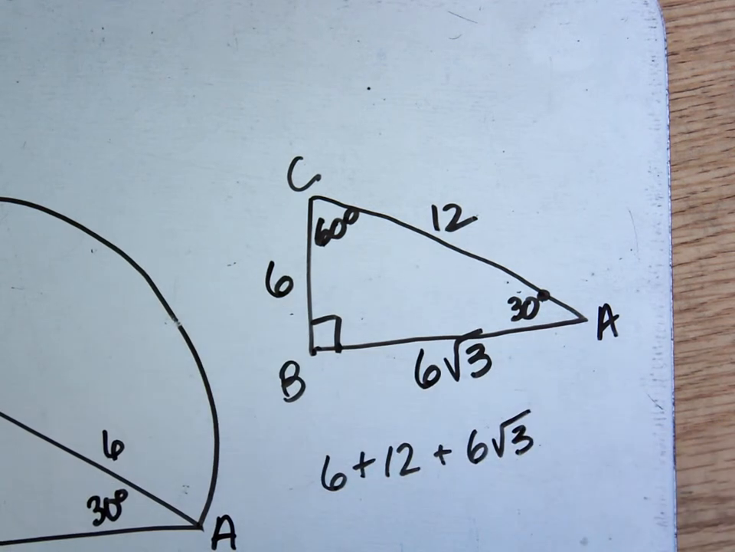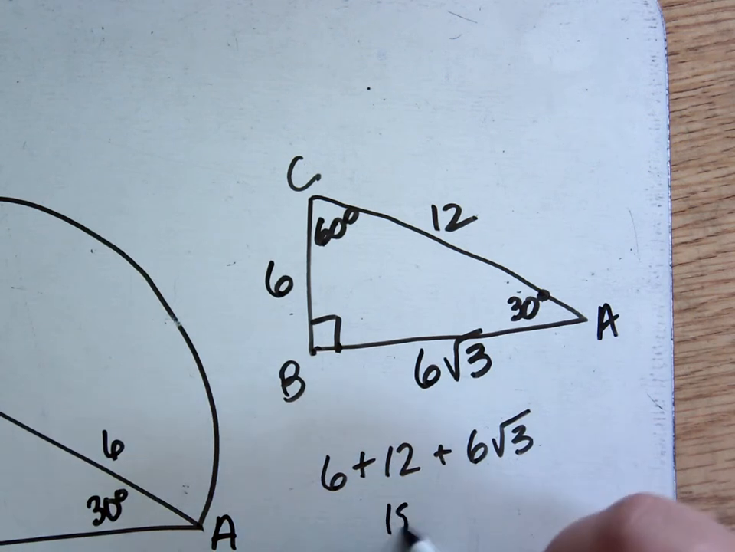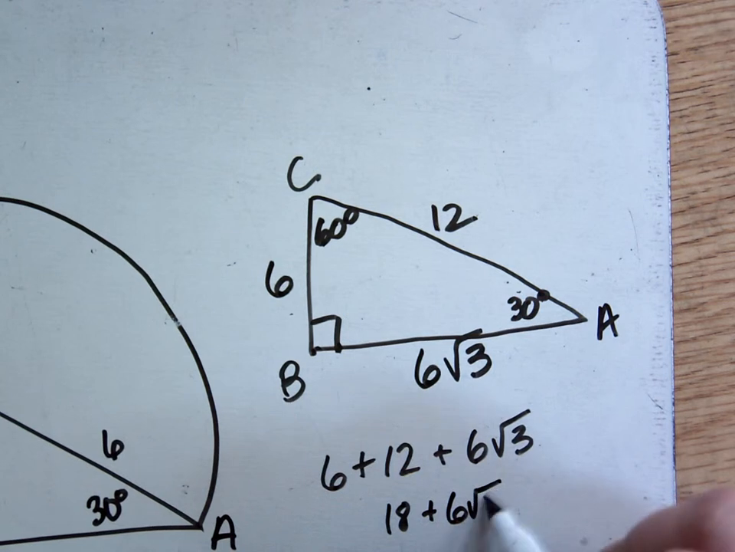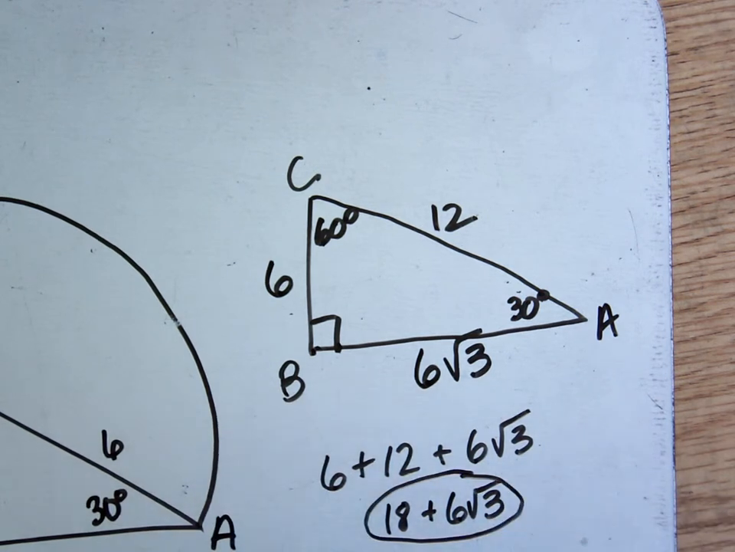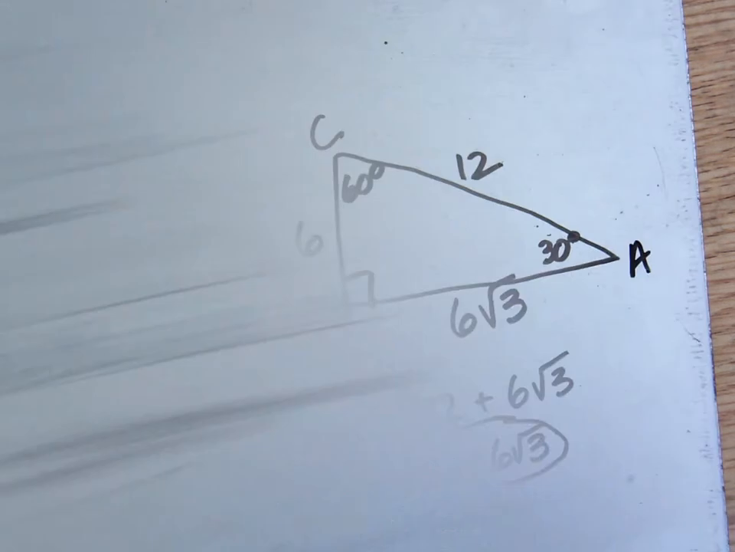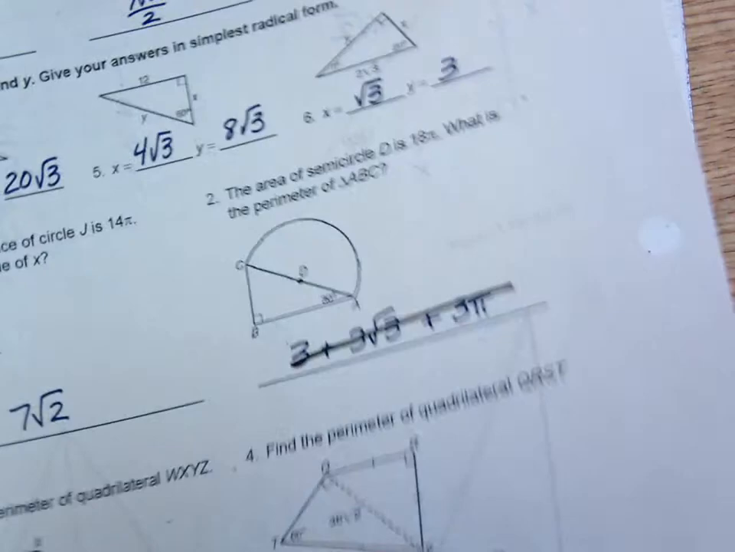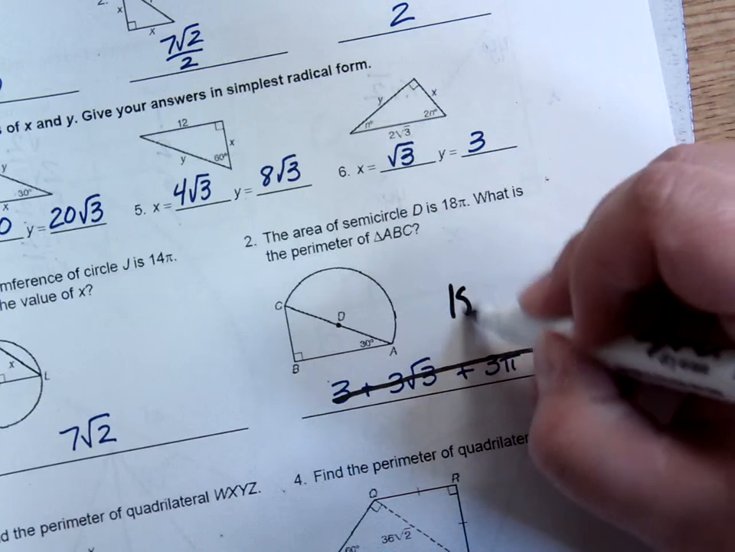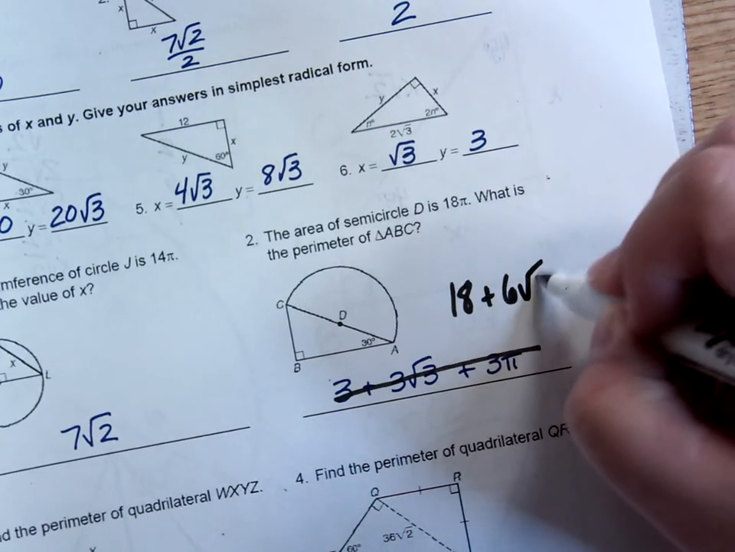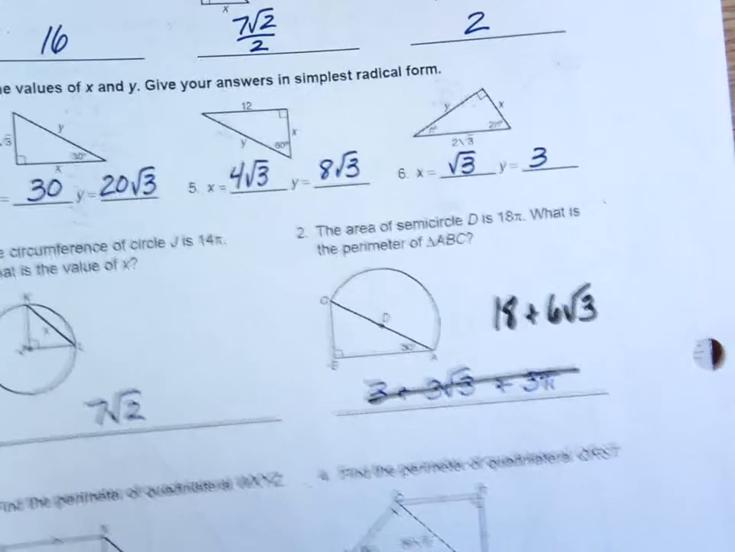We talked about how adding and subtracting is all about like terms. These are like terms. This is not. So I'm going to put those together, 18 plus 6 root 3. And that is actually the correct answer for number 2. It's not the whole thing. It's just the perimeter of the triangle. So 18 plus 6 root 3. Sorry about that.